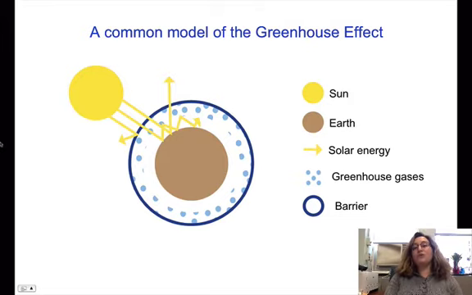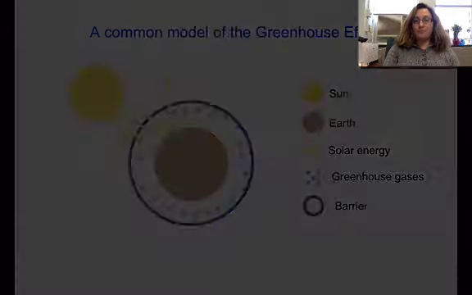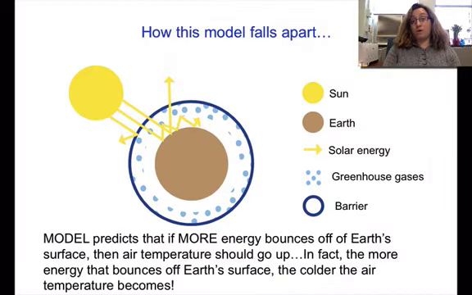And what I want us to learn today is why this model results in predictions related to Earth's air temperature that are inaccurate. So what's the problem with this model? Well, this model would predict that if you have more energy bouncing off of the Earth's surface and then off of this boundary layer, the more energy we have bouncing, the hotter the Earth's atmosphere should be. The hotter the air temperature, the higher that temperature.